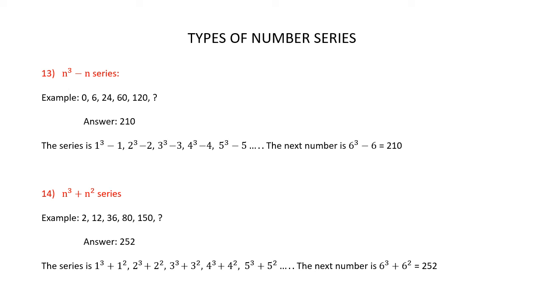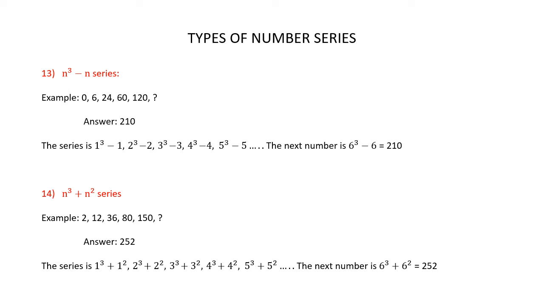Now the next series is a very interesting one. This is the n cubed plus n squared series. Let's understand this with an example. Look at this number series: 2, 12, 36, 80, 150, question mark. You have to find the missing number here. Observe the numbers in this series. You will notice that this is an n cubed plus n squared series.